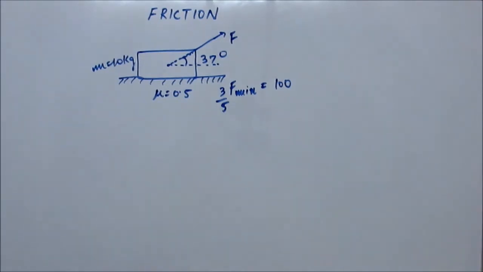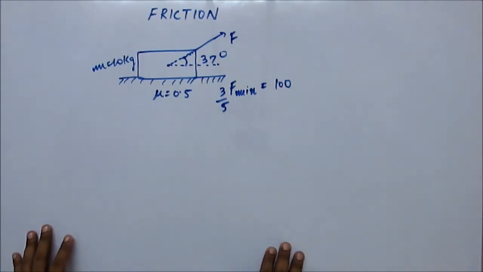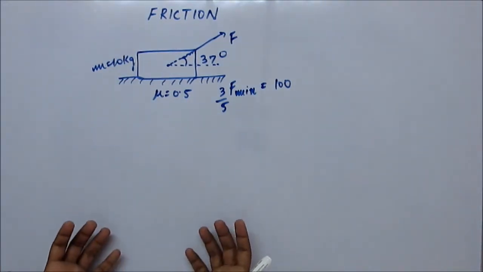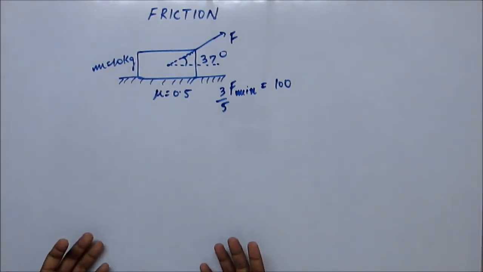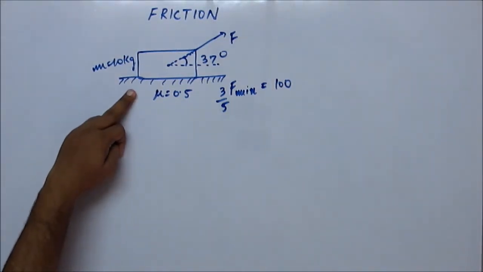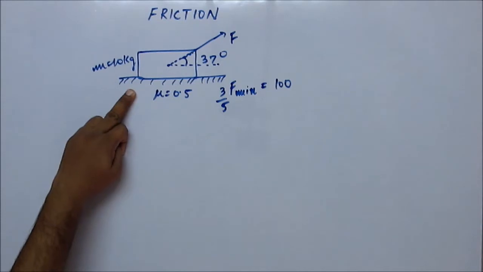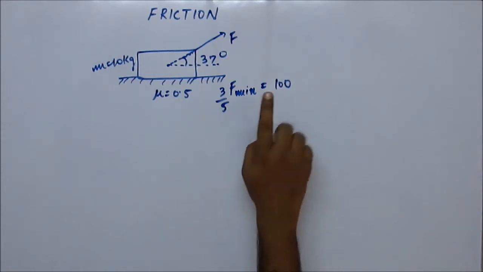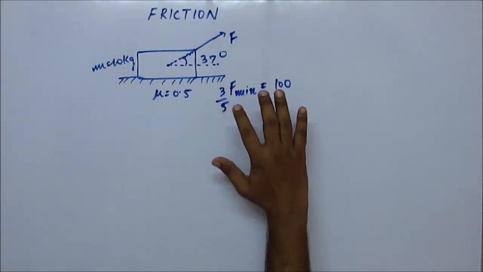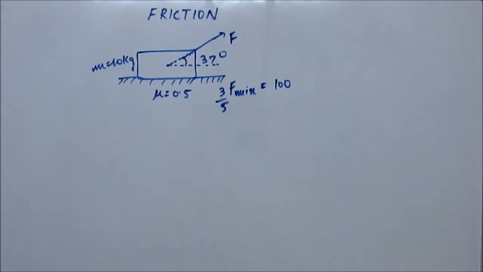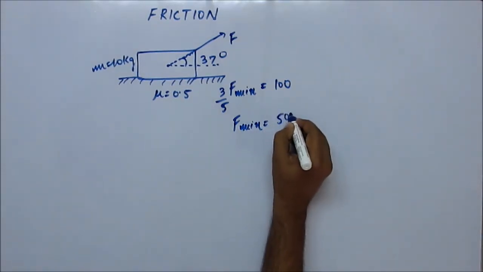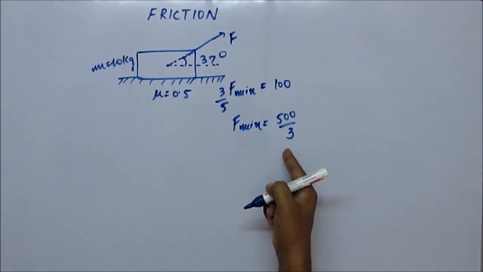Because at the point when it is at the verge of getting lifted, there is no normal reaction. Normal reaction exists because the block presses the ground. When it is about to get lifted, it is not pressing the ground. So the normal reaction at that very point will vanish and become 0. So at the verge of getting lifted, the only external force in the upward direction is 3 by 5 F, and in the downward direction is 100. So the minimum amount of force required would be 500 upon 3. That's the minimum amount of force for lifting.